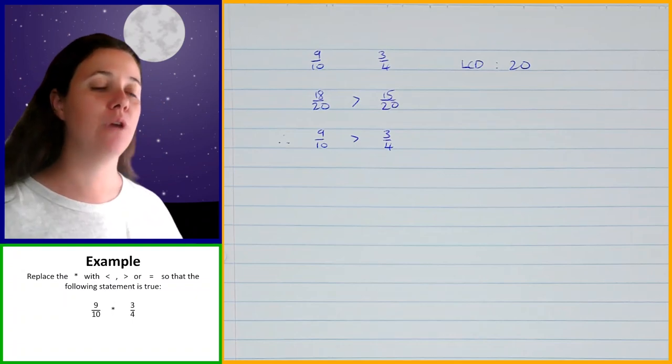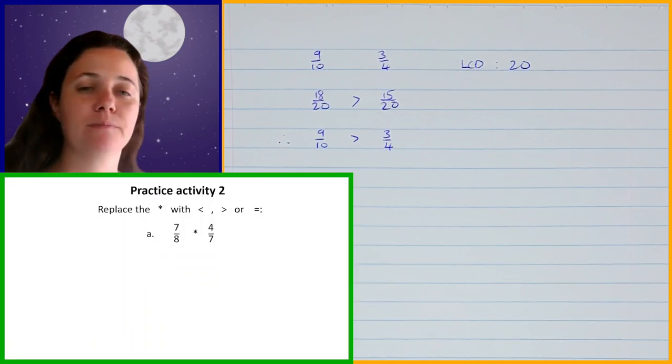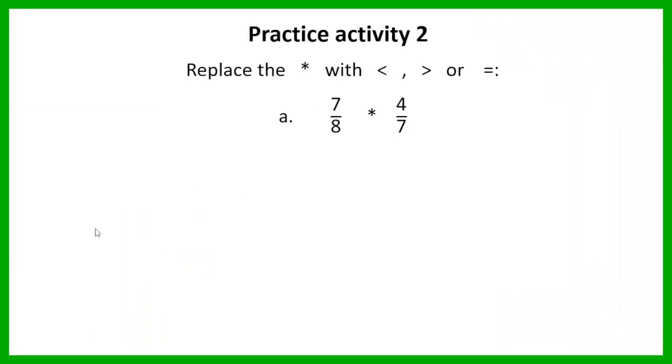Right, so now I'm going to give you a few that you're going to do for yourself. For this first one over here, you are comparing the fractions 7 eighths and 4 sevenths, and you need to determine if it's less than, greater than, or equal to. And I'm going to give you 1 minute to work this out.